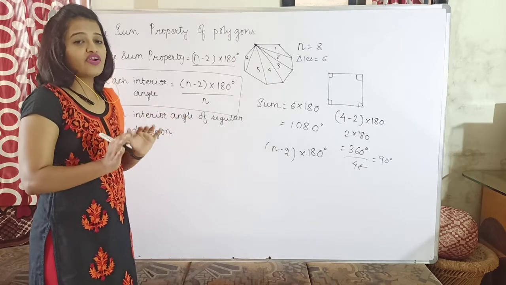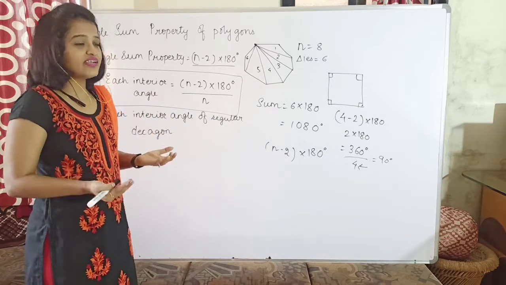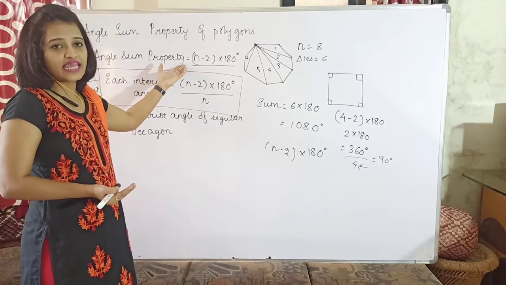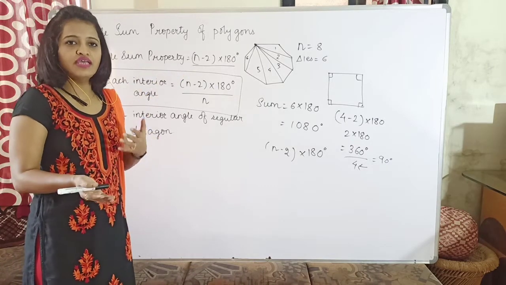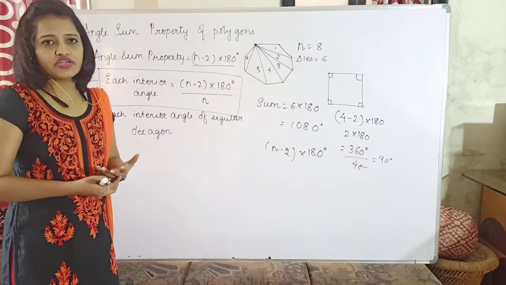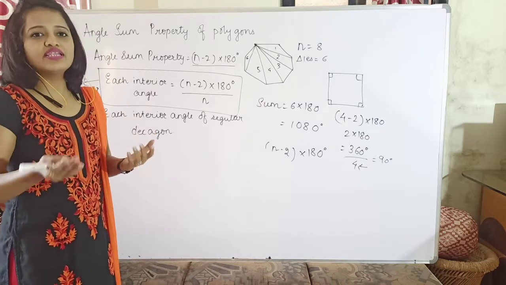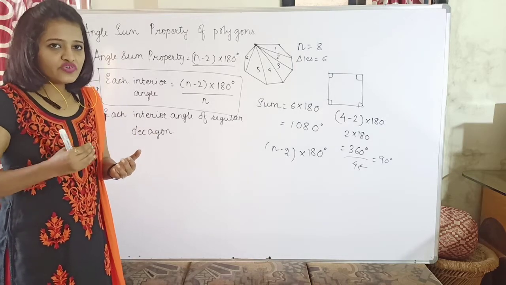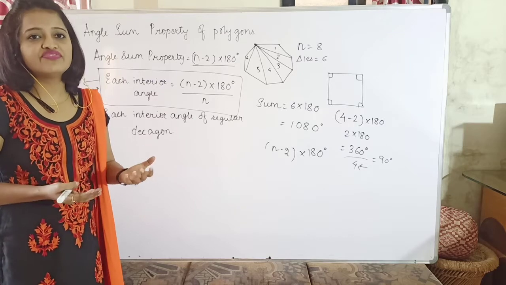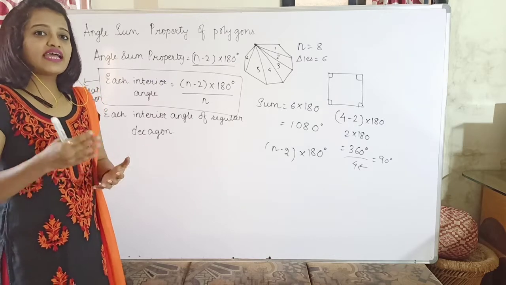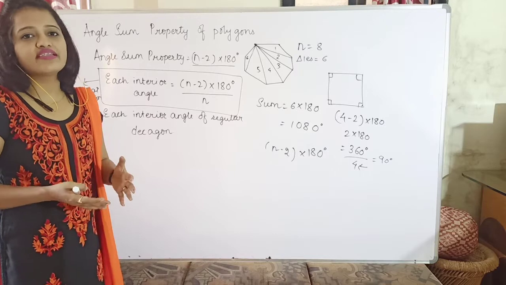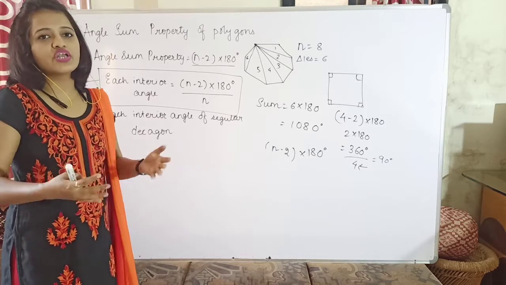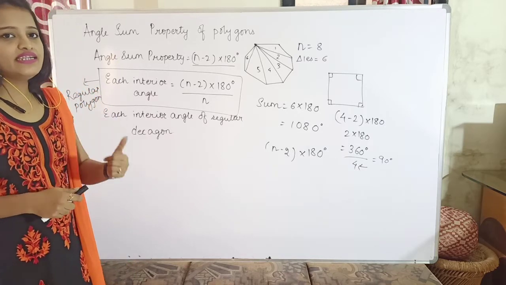But if I have to just find the sum of interior angles, then I can apply this formula, the angle sum property, for any polygon, irrespective of whether it is regular or irregular, because the sum will remain the same. Only the individual values of the interior angles will differ, isn't it? That can be found only if it is a regular one. For an irregular one, you cannot find the values of the interior angles.